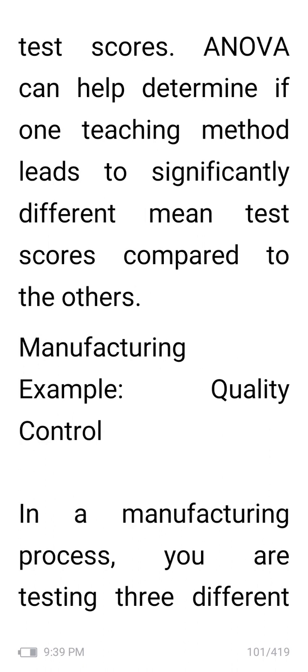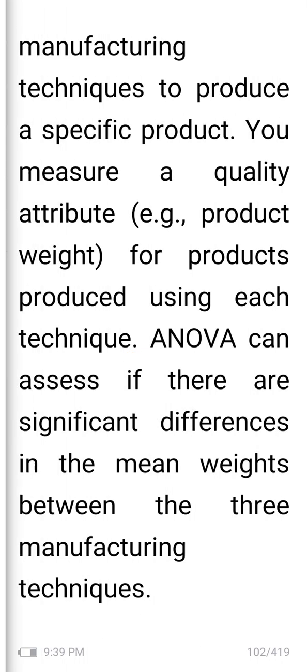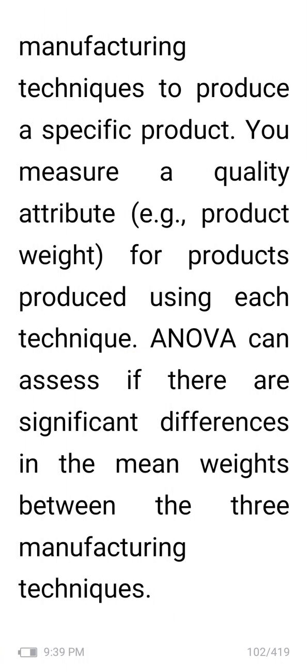Then manufacturing example: quality control. In a manufacturing process, you are testing three different manufacturing techniques to produce a specific product. You measure a quality attribute, product weight, for products produced using each technique. ANOVA can assess if there are significant differences in the mean weights between the three manufacturing techniques.